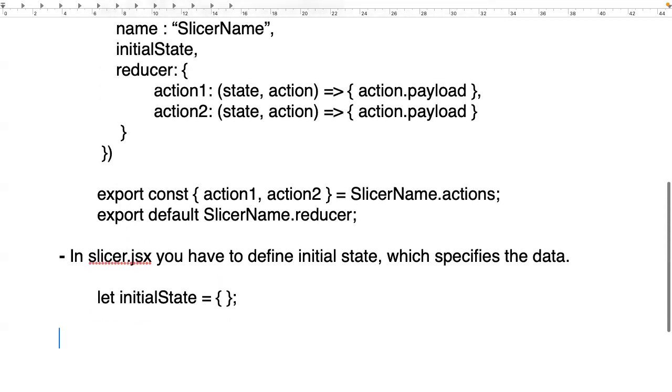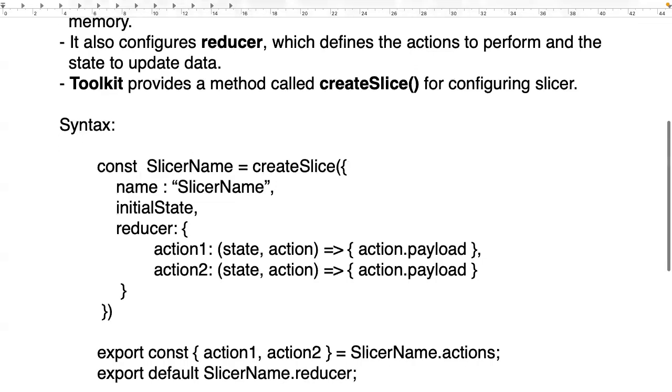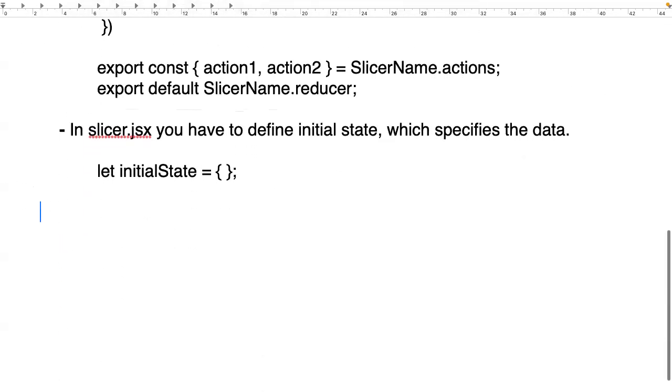So this is the first point. First, you install the toolkit library. Toolkit provides a slicer method. By using that, you create the state: what data to store, when it needs to update, how it needs to update. Everything is defined inside the slicer. Next, one more thing we have to do. After that, we have to create a store.